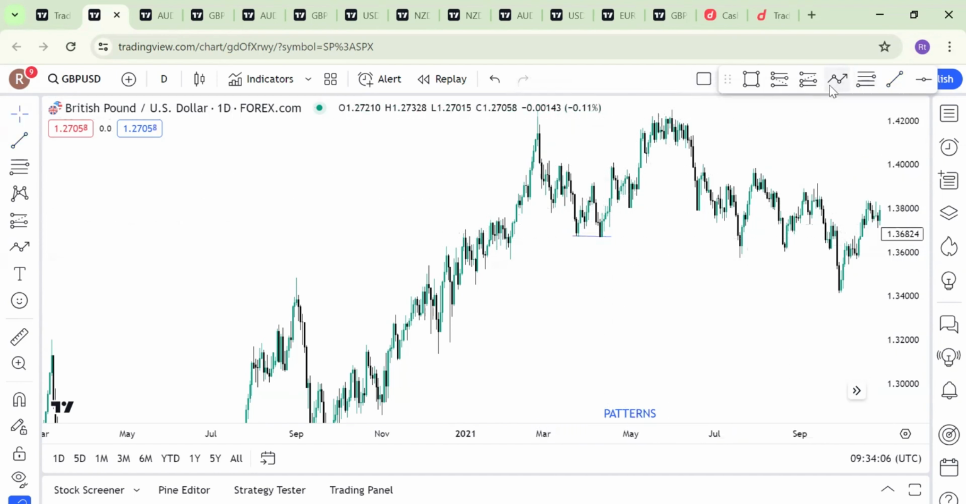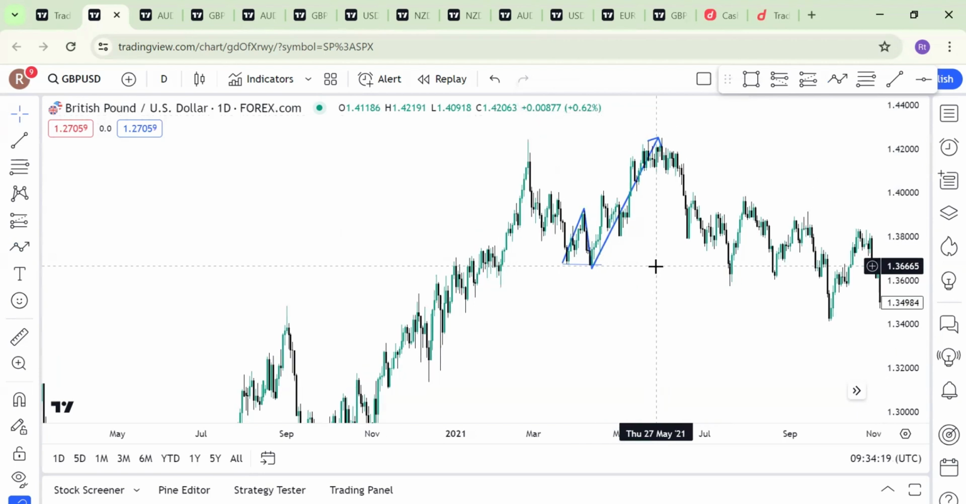You can see that the market comes like this, and boom, up it goes. So if I were you, immediately I see this kind of thing, I take my buy position.